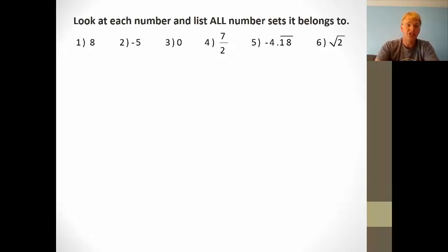Let's look at 8. So we start with our smallest number set. Is 8 a natural number? Well, yes, that would be in our counting numbers: 1, 2, 3, 4, 5, 6, 7, 8. So it's a natural number. Now, since I know it's a natural number, I also know it's going to be a whole number. Since it's a whole number, I know it's inside the integers. And since it's an integer, I know it's inside the rationals. Since it's a rational number, since it lives in the United States, it also has to live on planet Earth, making it a real number. So this number is a natural, whole, integer, rational, and real number.